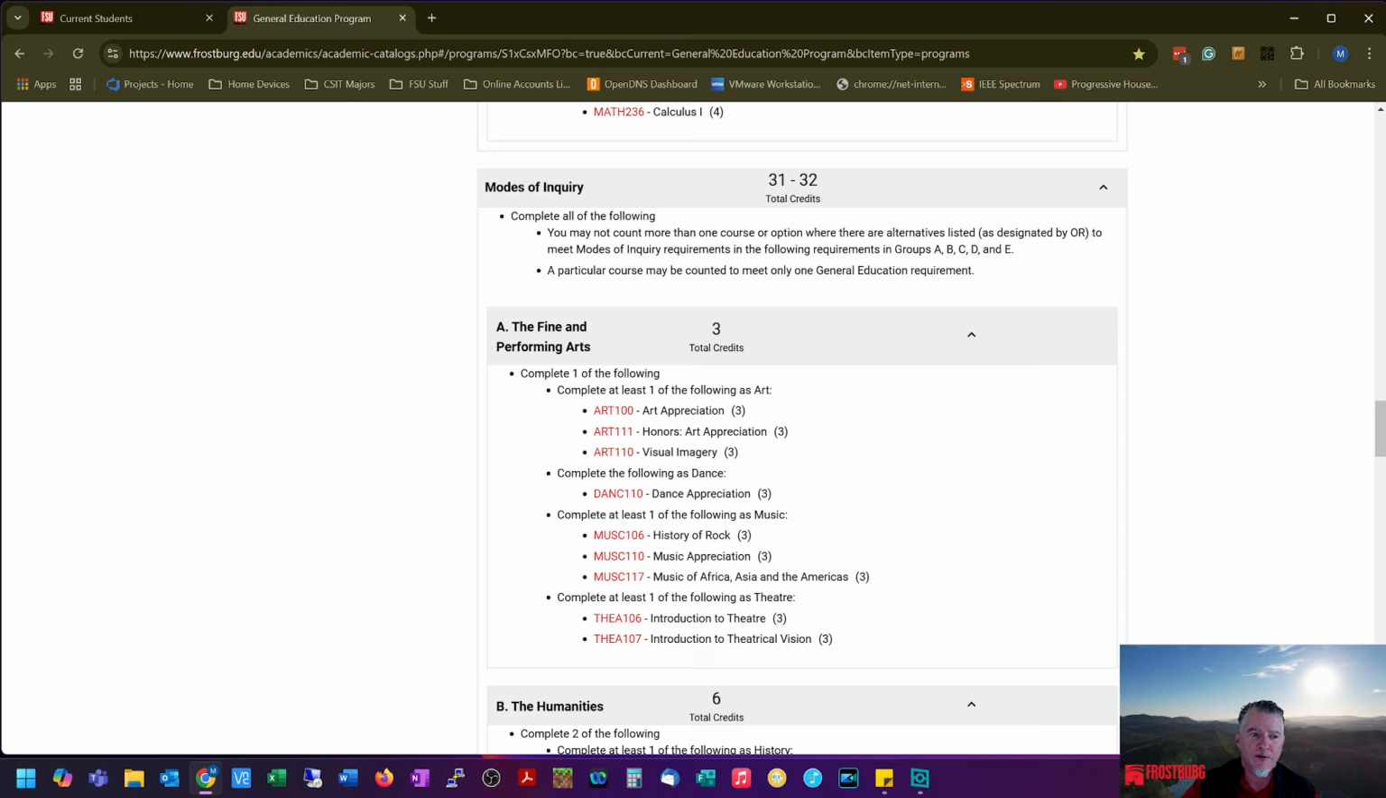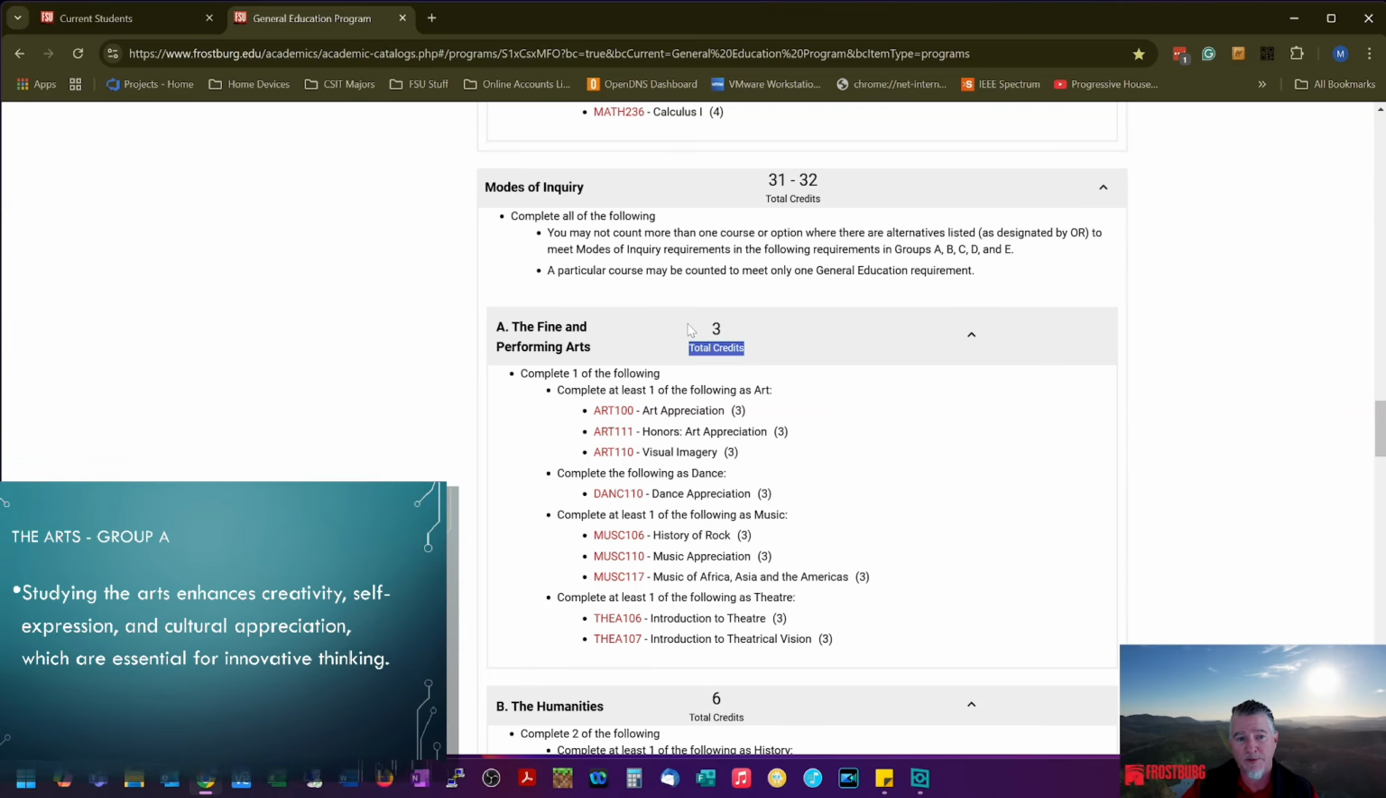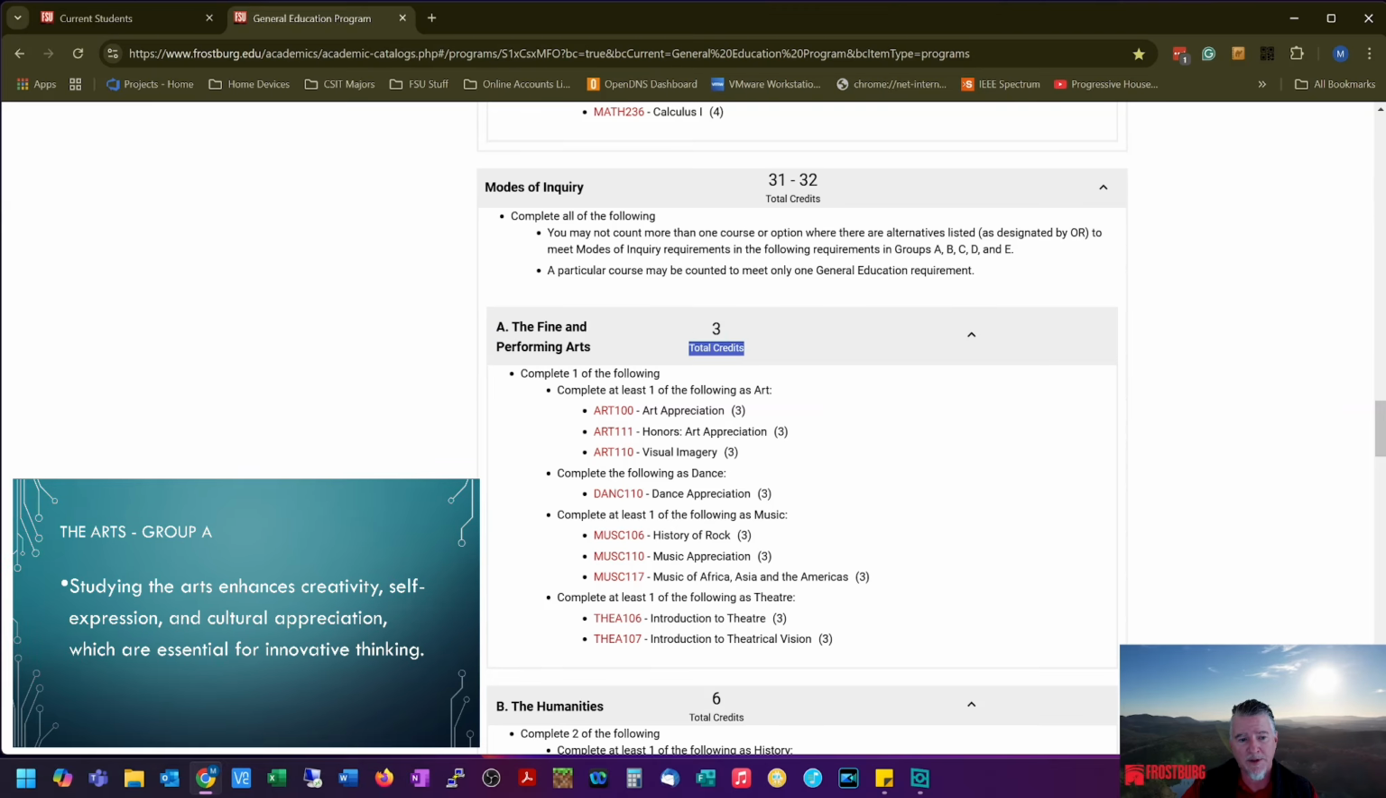From here, we have different modes of inquiry. So we have group A through F, and I'm going to go over each one carefully. So in this case, fine arts and performing arts, it's mode of inquiry A. It requires you to take 3 credits, and then it gives you a list of all of the different possibilities within this particular mode.